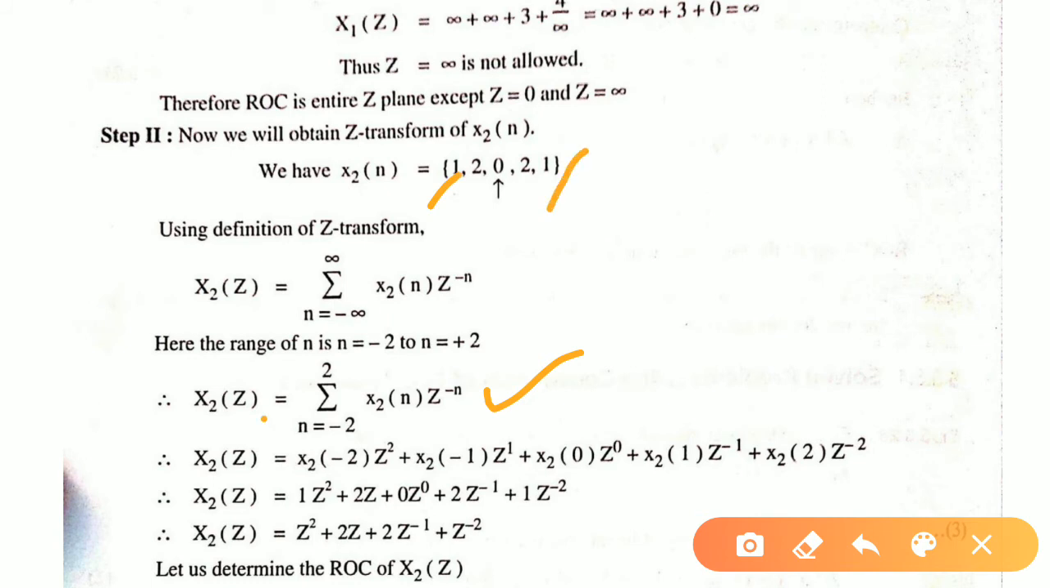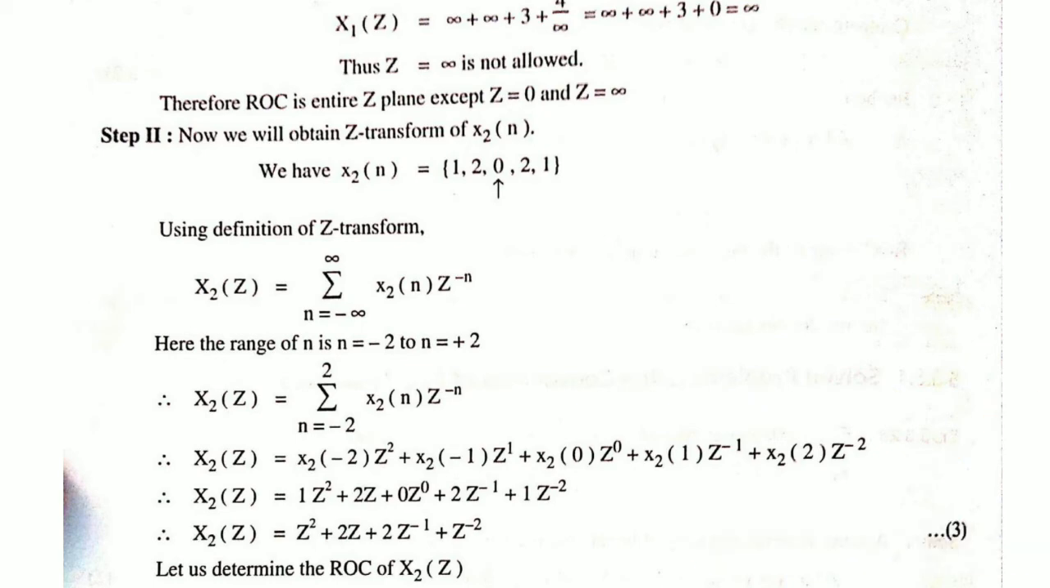So let's put these limits in the equation: n equal to minus 2 to 2, and the same equation, x2 of n into z raised to minus n. The next step is to expand this. By expanding we get x2 of minus 2 into z raised to 2, because minus minus becomes plus, then x2 of minus 1 into z raised to 1, x2 of 0 into z raised to 0, x2 of 1 into z raised to minus 1, and x2 of 2 into z raised to minus 2.